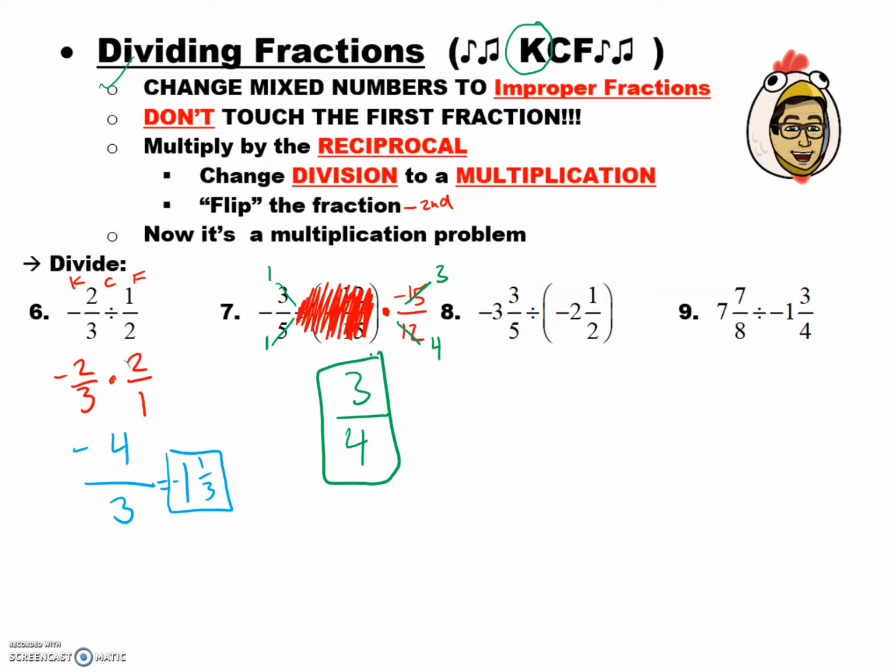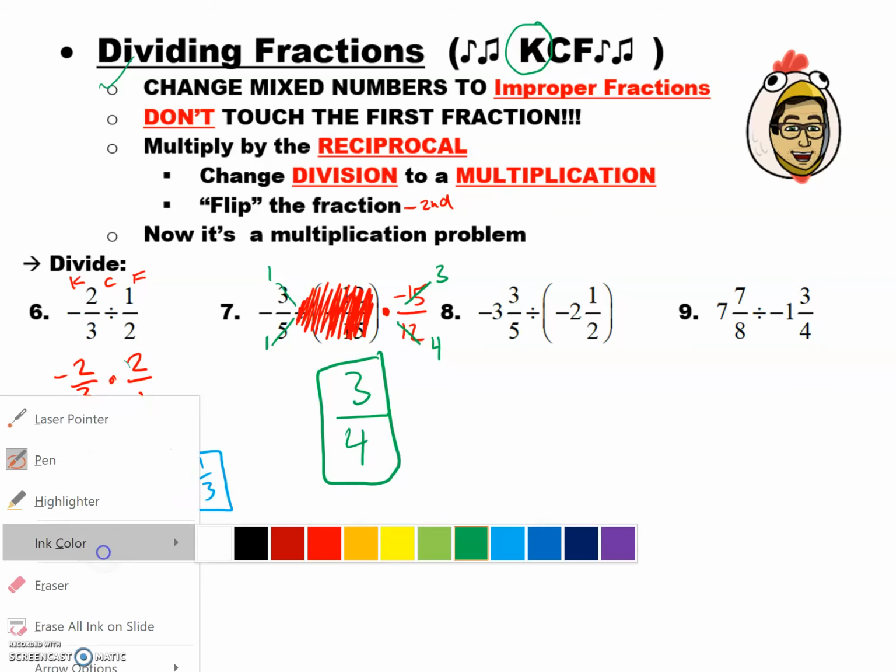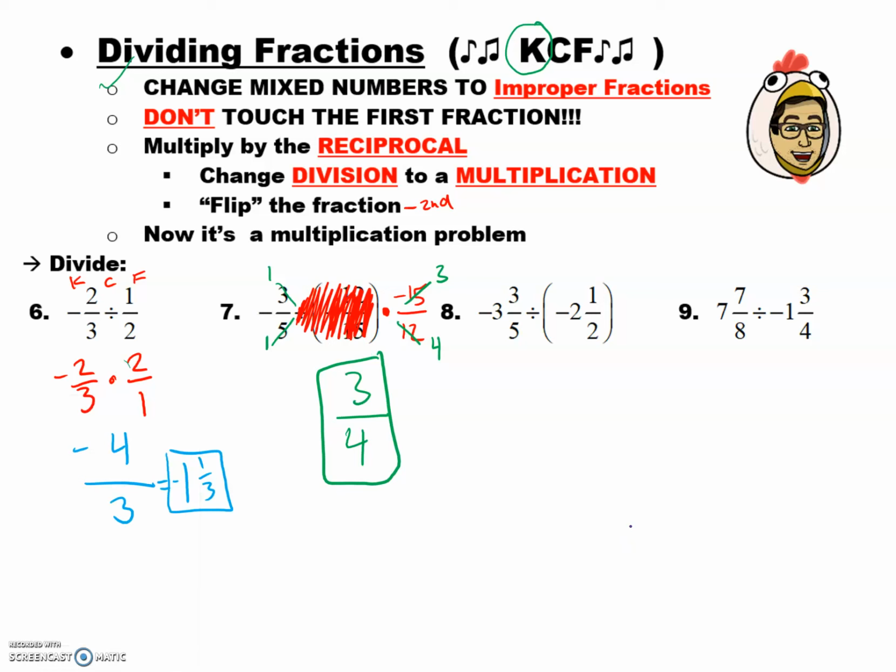All right, let's get to the two tougher ones. And the only reason why these are tougher is because they're mixed numbers, so we first need to convert them to improper fractions. So let's do that first. Before we do anything, we want to change to improper fractions. 5 times 3 is 15, plus 3 is 18, so negative 18 over 5, divided by 2 times 2 is 4, plus 1 is 5, so 5 over 2 with a negative in front.